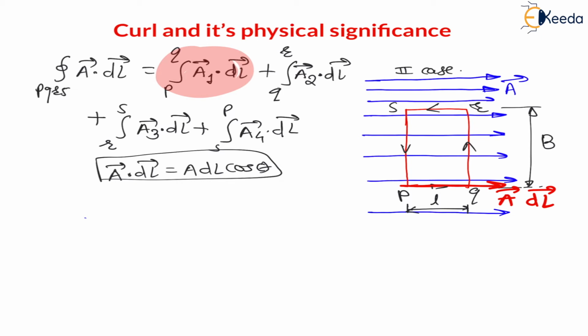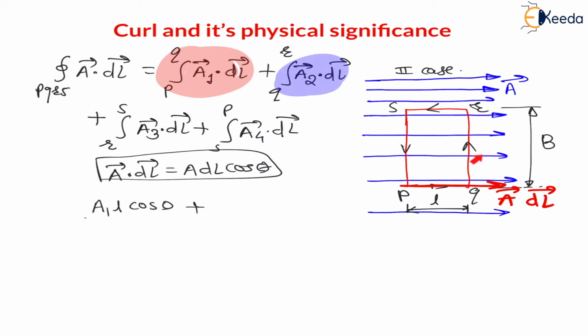Therefore, my dear students, for the first term I can write A1, and dl is nothing but the P to Q distance, which is L. So A1 L cos 0, which is 1. This is the first term, right? Because integration of small dl is nothing but the total length, that is, the P to Q length L. Plus, for the second term, let us calculate.